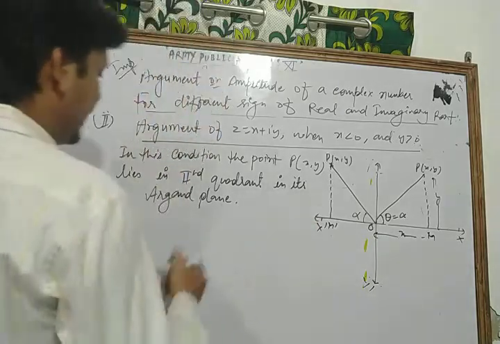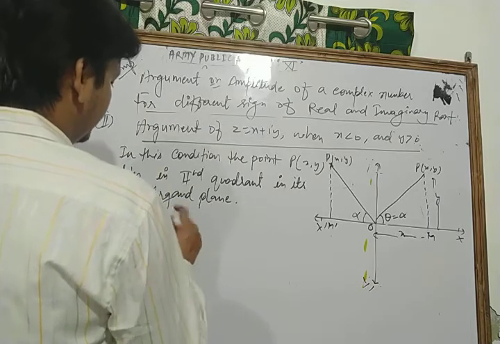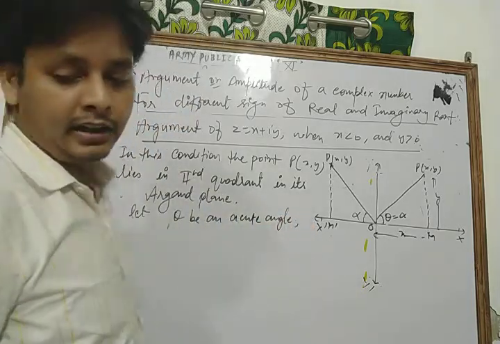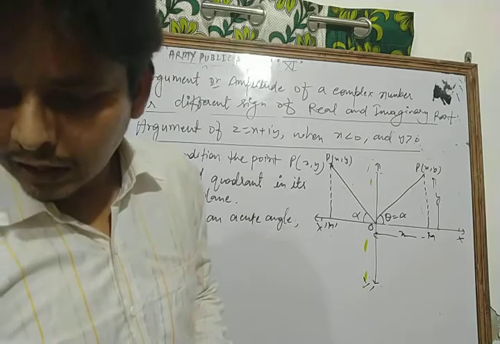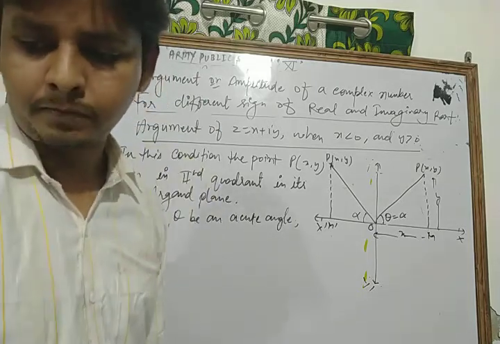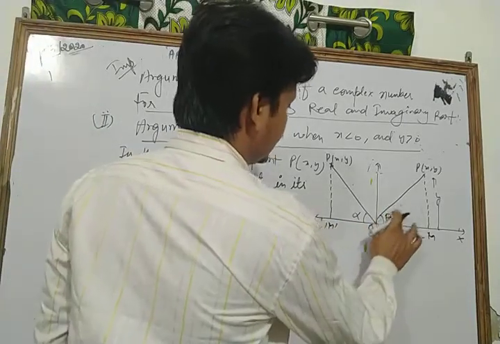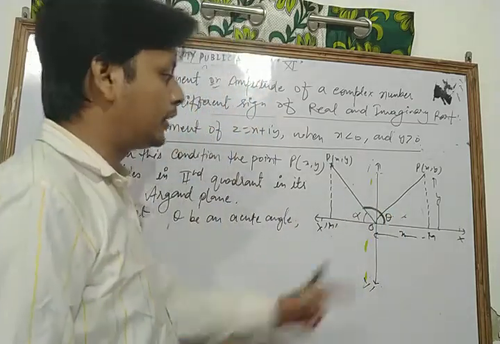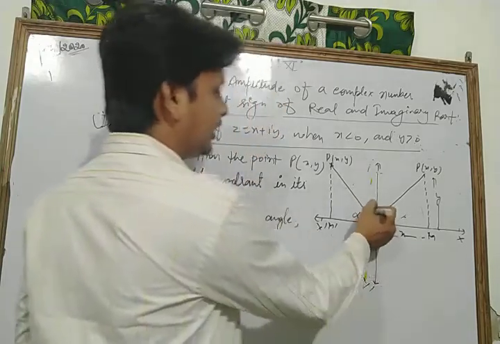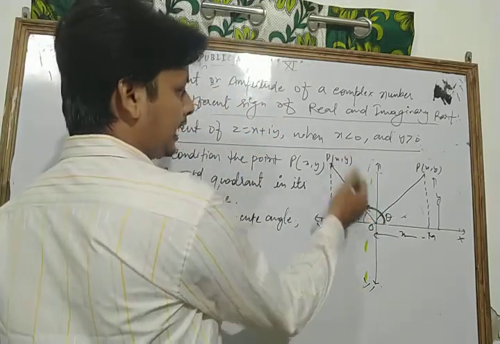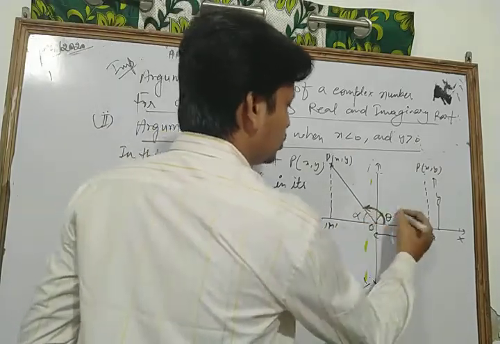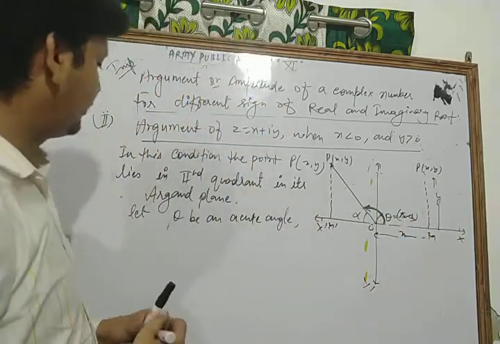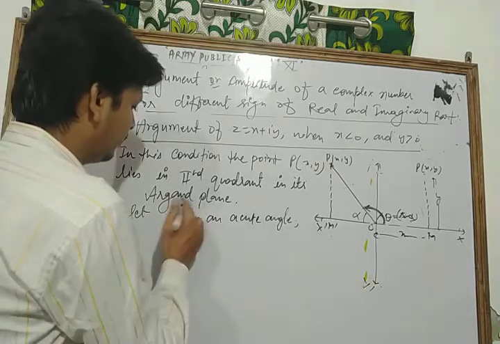So let alpha be an acute angle. Let's see from the figure. Here theta, the argument of z, is measured in the anti-clockwise direction. So if point P lies in the second quadrant, theta will be 180 degrees minus alpha, that is, pi minus alpha. So let alpha be an acute angle.